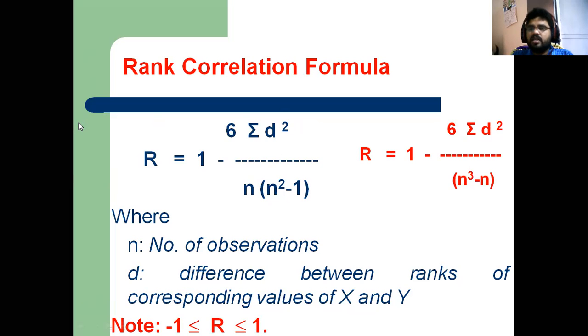And you can note down that, as I already told you in the previous classes, the correlation value lies between -1 to +1. The r value will only lie between -1 to +1.